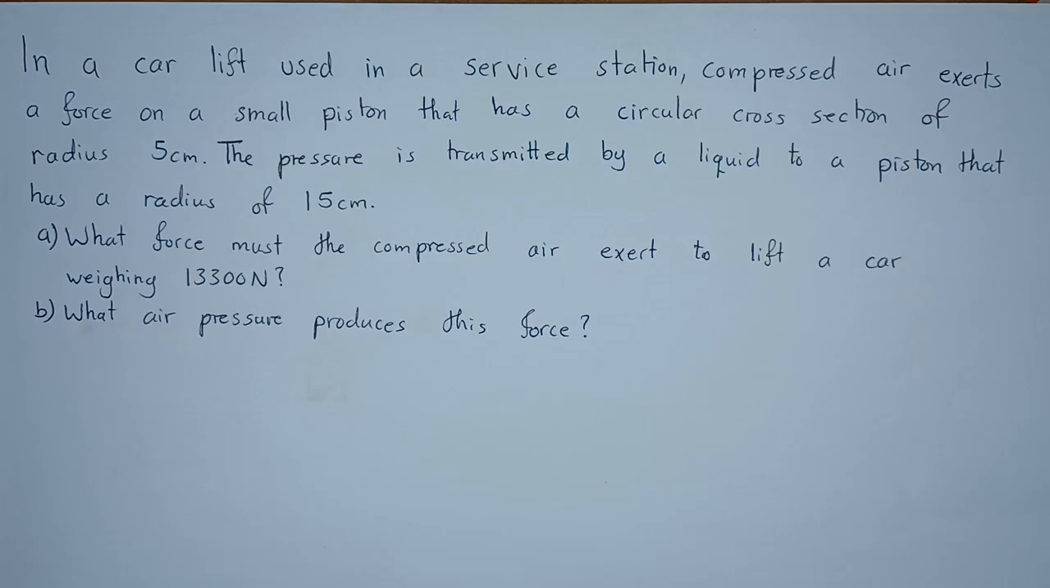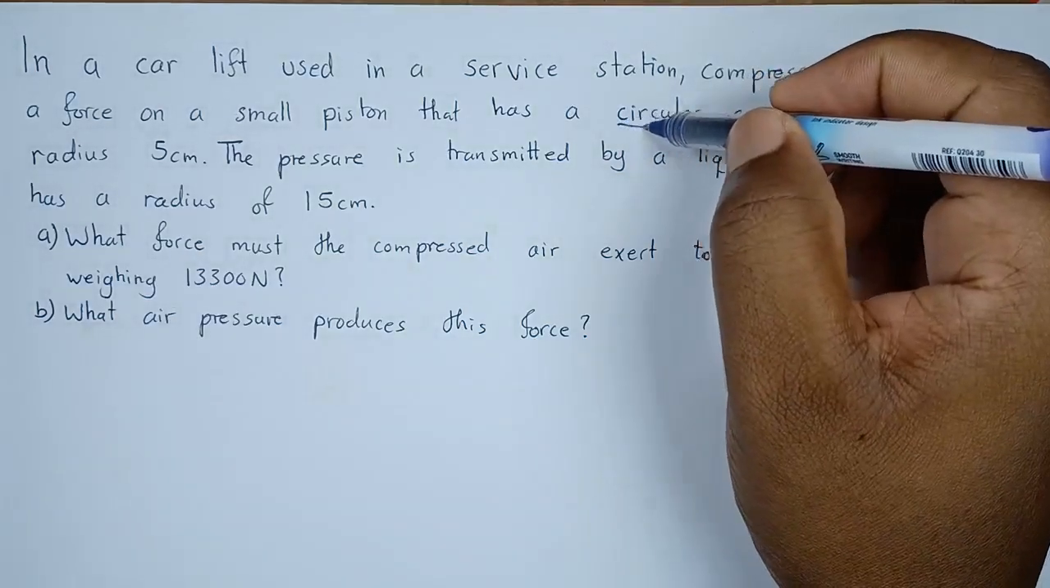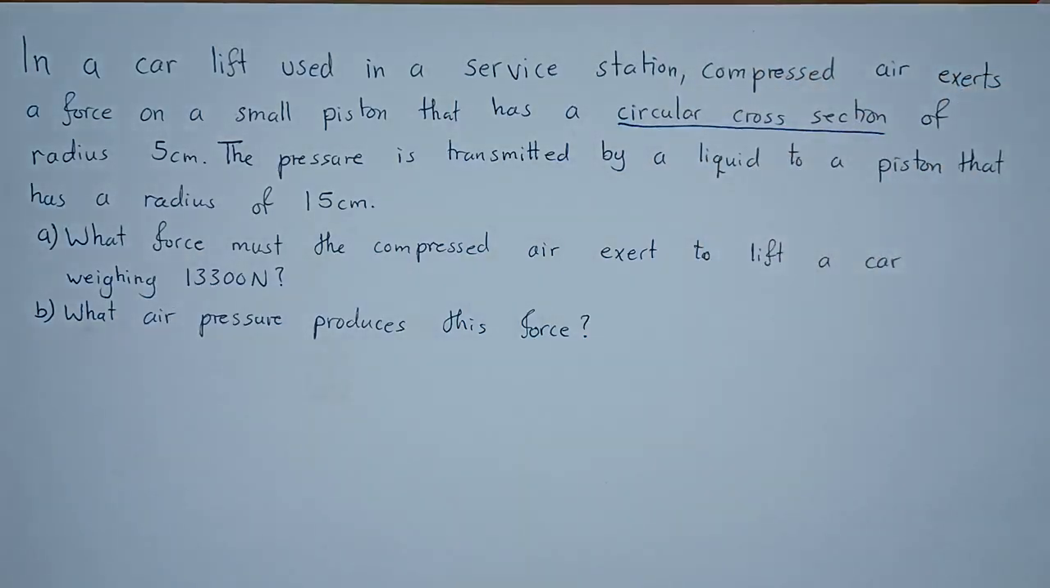13,300 newtons. To do that, we're going to need to find the two pressures, so we're going to need area, because remember, pressure is force over area. To find area, we've been given radius. Since this is a circular cross-section, we can use the formula for the area of a circle, pi r squared. But before we do that, let's convert the radius from centimeters to meters. I think it will be better that way.